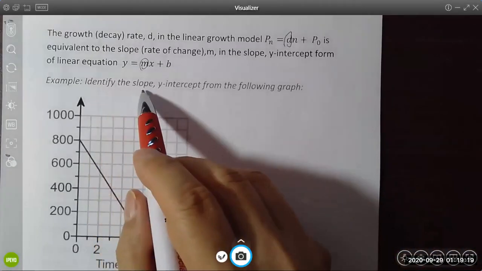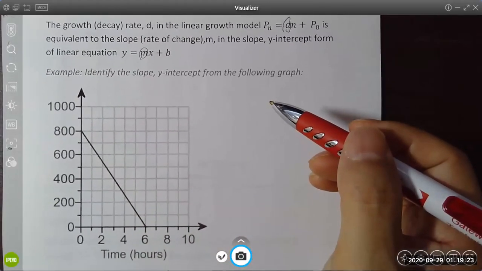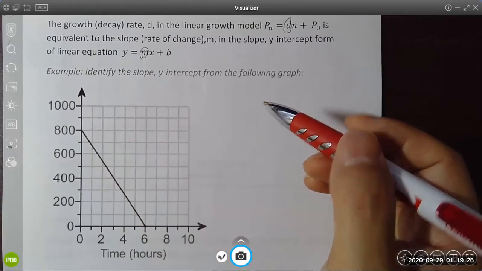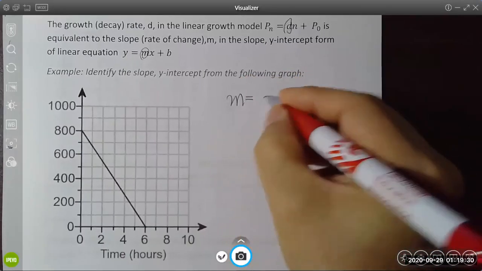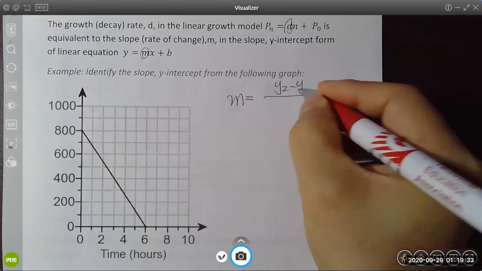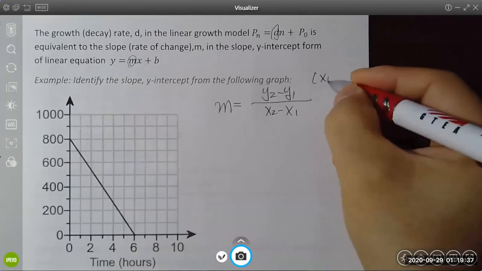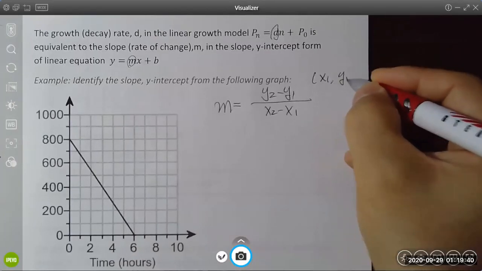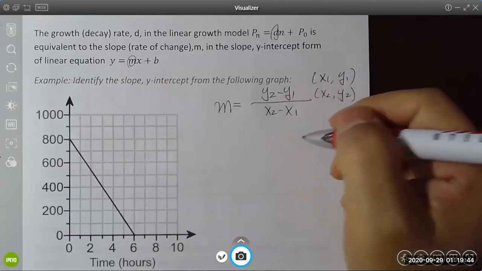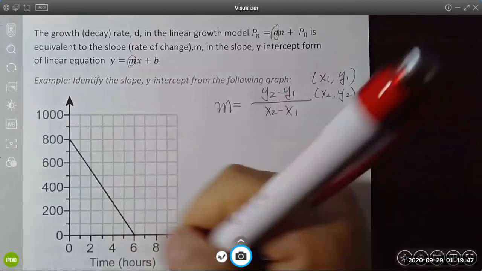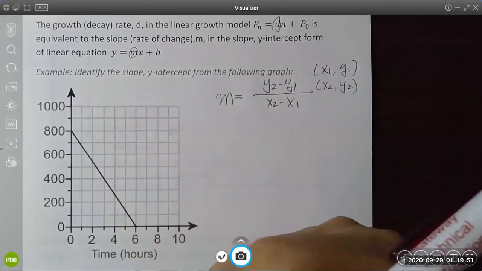Now here's one of these. Say identify slope and y-intercept from this graph. So how do you identify slope? Slope, first of all, that's the calculation: y2 minus y1 over x2 minus x1. In other words, you need 2 points. If you have 2 points, x1, y1, that's 1 point, x2, y2, that's 1 point, you plug in, you get a slope. As long as these 2 points belong to this line, you will get the same slope.